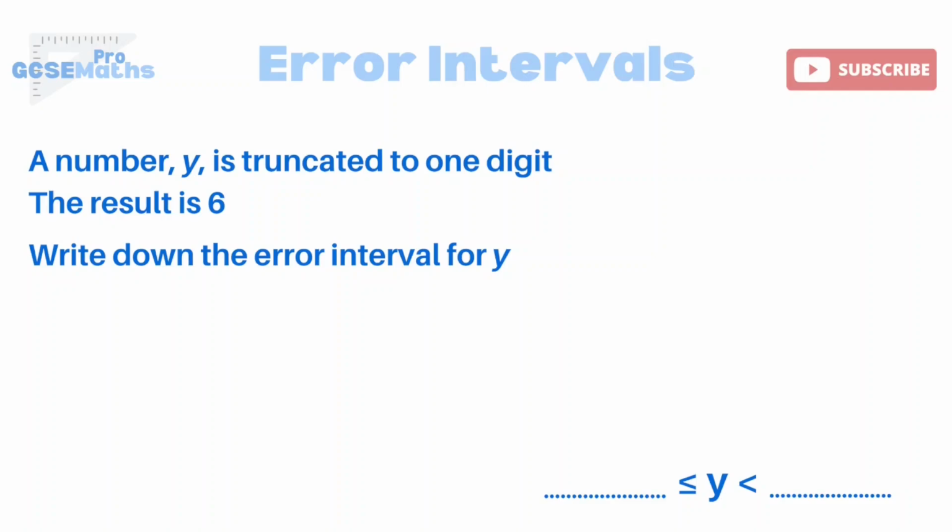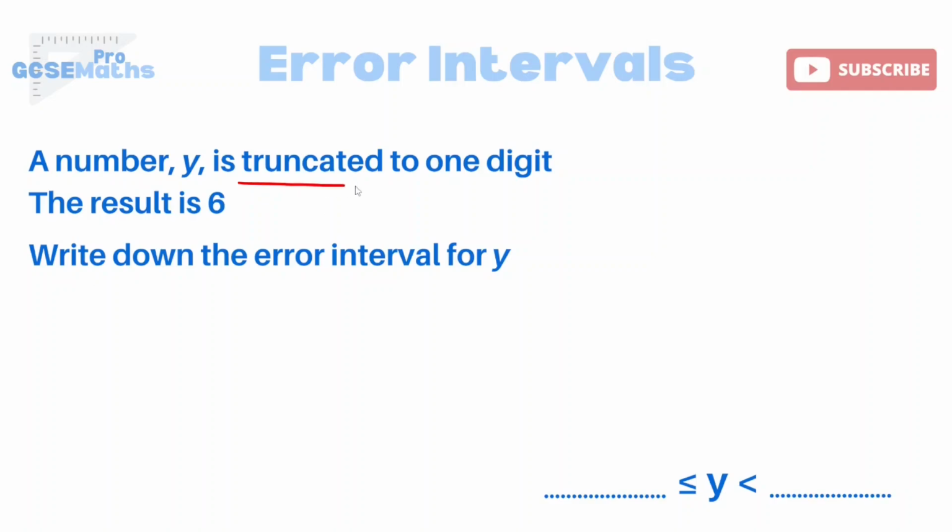So this might be a new word for you. If you have a look here, you might not recognize one of the words, and we're just going to go through what that means before we actually work out the error interval. You can see it's still written in the same way, okay? It's still the same interval, but it's a different type of question. So a number, y, is truncated to one digit. So what do we mean by truncated?